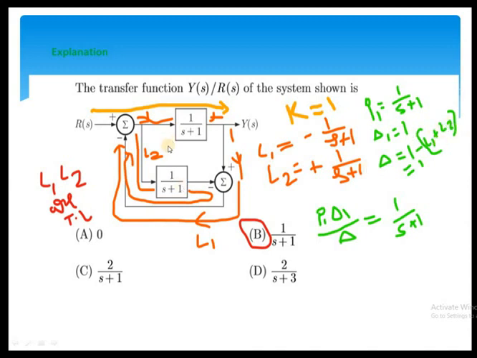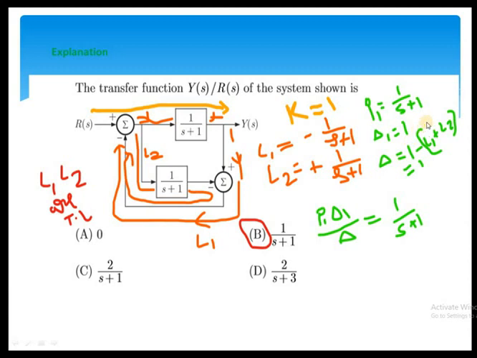What about L1 plus L2? L1 is nothing but minus 1 by s plus 1. L2 is nothing but plus 1 by s plus 1. If you add these two, it will produce a 0 value. That's why delta is nothing but 1. What about delta 1? Delta 1 is nothing but 1.